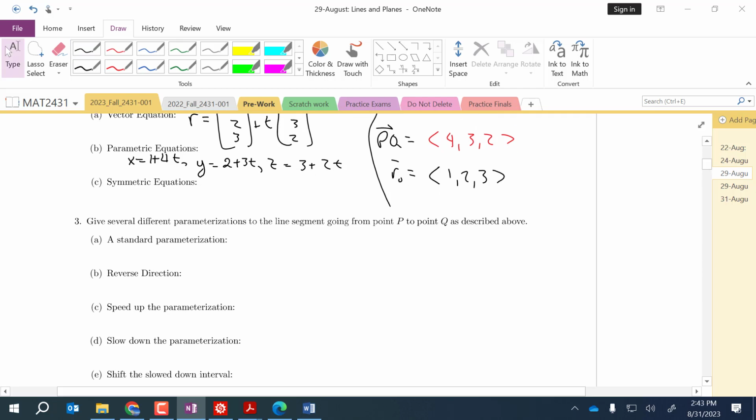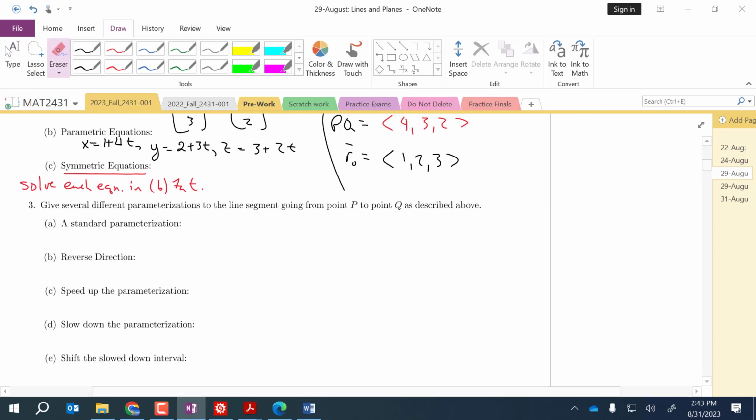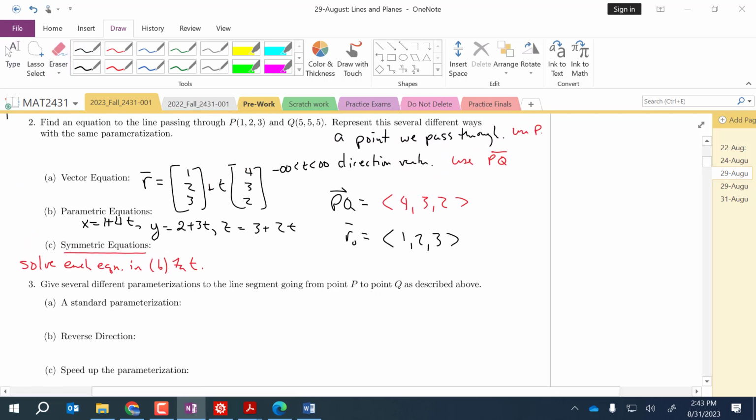One way that I will not do in this class, but I want to show you, because some Calc 3 teachers like to emphasize it, is the symmetric equations. I will not ask you to do these in this class, but some Calc 3 teachers focus on it. What you do to come up with the symmetric equations is you solve each of the parametric equations for t. Solve each equation in B for t. Clean that up just a little bit here.